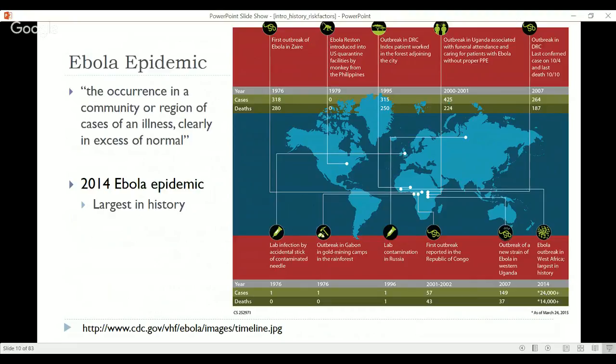So why was the Ebola outbreak in 2014 an epidemic? Well, I think it's pretty clear that the number of cases was clearly in excess of normal. In the case of Ebola, one case warrants investigation. But when you look at the general trend, we had only been talking about a couple hundred cases until 2014, when we're starting to talk about tens of thousands of cases.